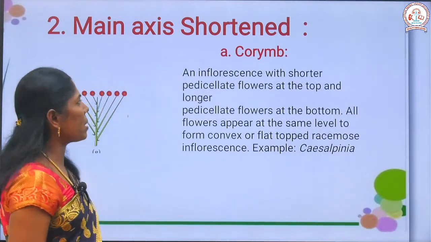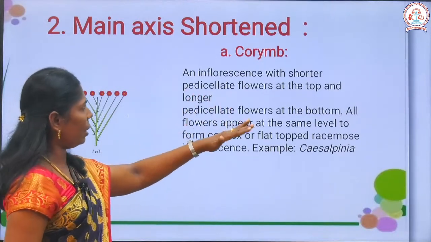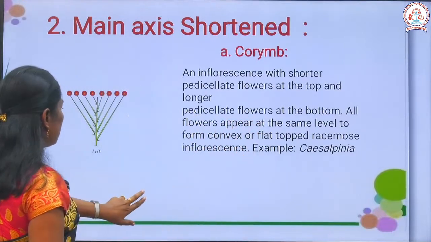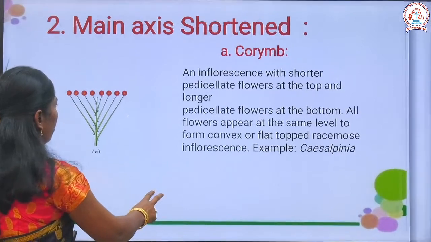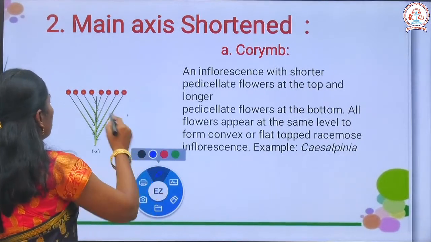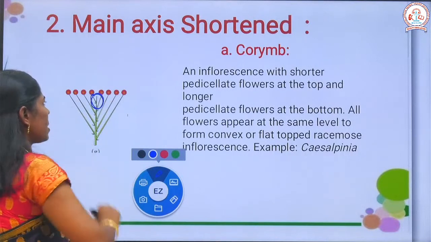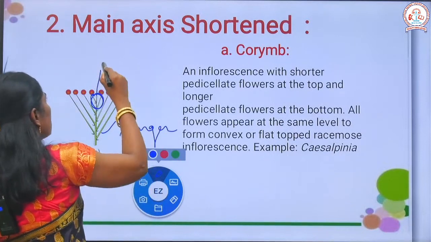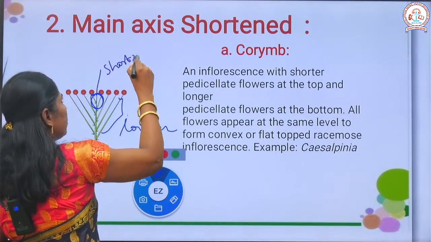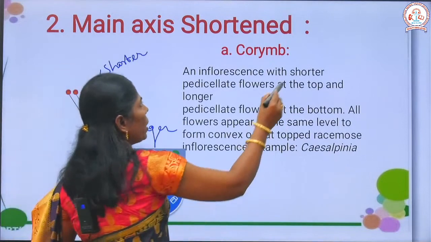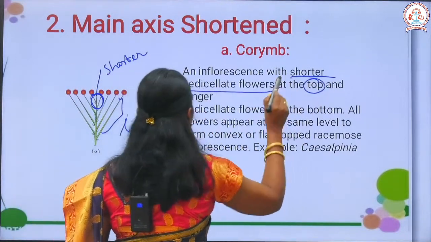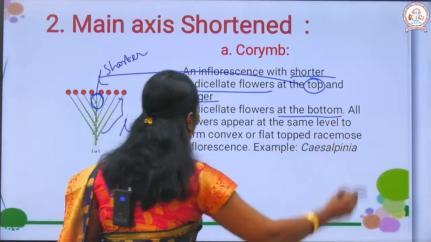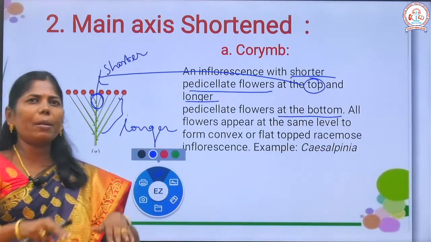Here the inflorescence has shorter pedicellate flowers at the top and longer pedicellate flowers in the bottom. You can see here, this is the shorter pedicellate, but this has the longer pedicellate. So the inflorescence has shorter pedicellate flowers at the top, and the longer pedicellates are present in the bottom. So all the flowers appear at the same level.